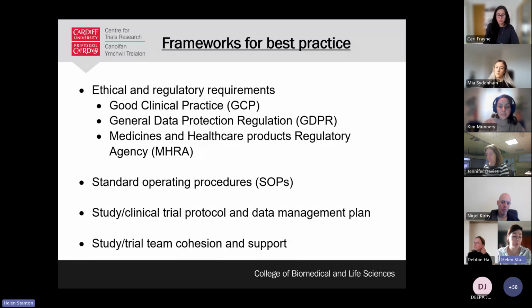So Mia will focus on these frameworks for best practice in her slides, but I've just added on here an example of some of the ethical and regulatory guidelines that we use as a starting point to guide data management best practice. So we also use our own standard operating procedures, the study protocol, and a data management plan. And we also need our colleagues and team to support us and guide the way we collect and process research data.